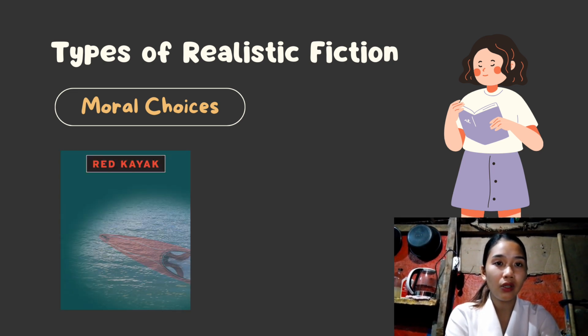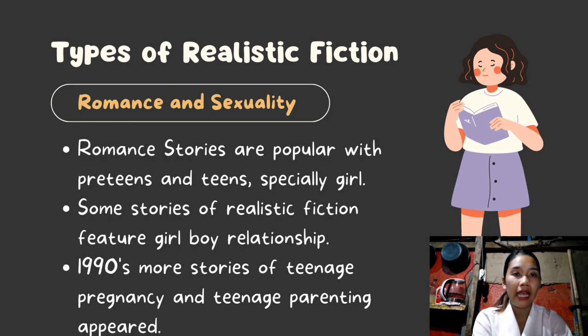These are examples of moral choices in realistic fiction stories: Kayak. And we are done with the moral choices. Now we will tackle romance and sexuality. Romance stories are popular with pre-teens and teens, especially girls. So, romance stories for pre-teens and teens, particularly popular with girls, explore first crushes, emotional bonds, and self-discovery during adolescence.